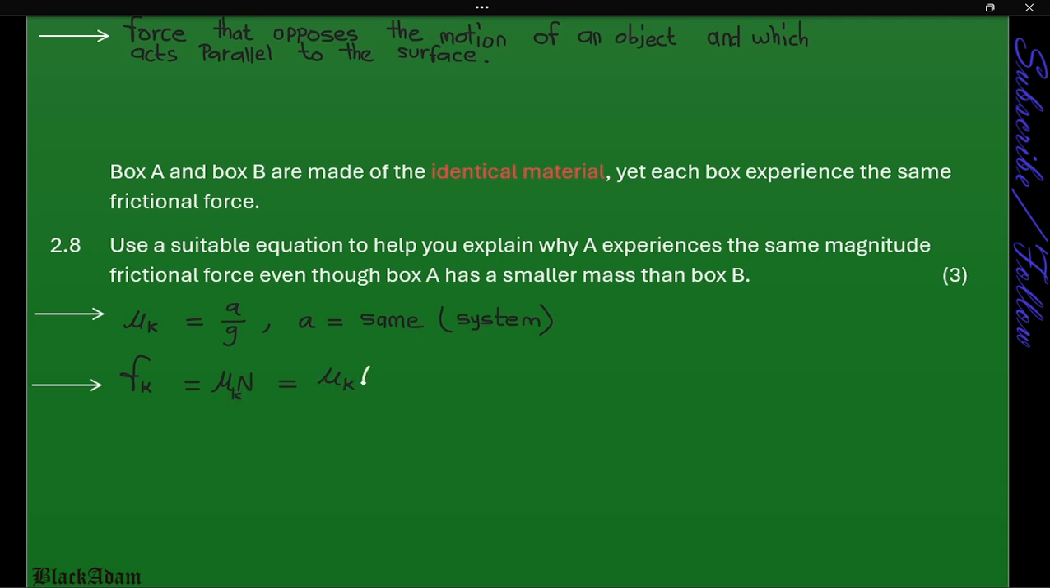So the coefficient of static friction is multiplied by the normal force, and the normal force there will be the combination of those two masses, 23 kg plus 31 kg, multiplied by 9.8. So that's how I express it, and that's our final answer for 2.8.